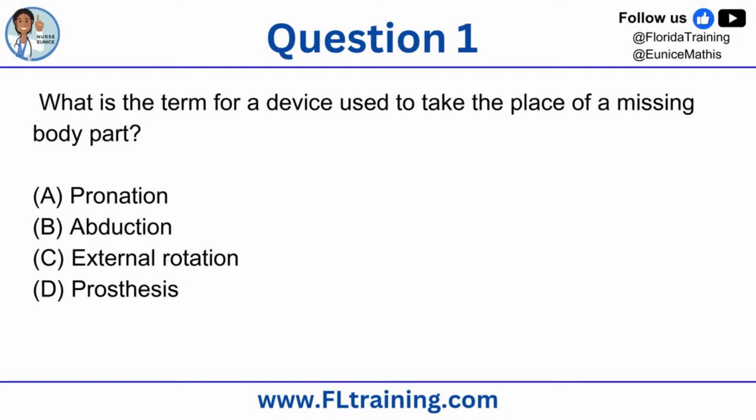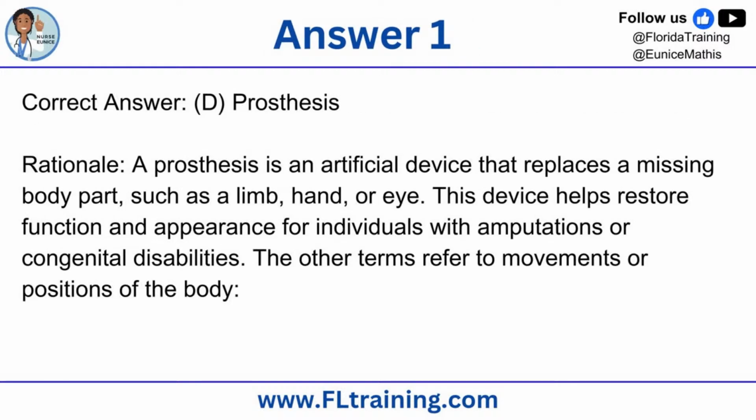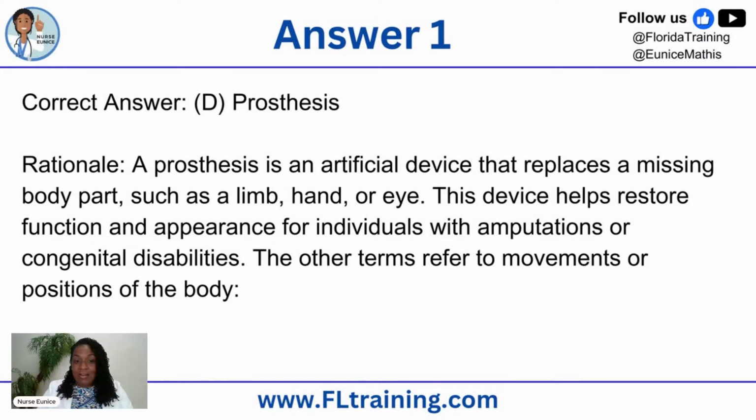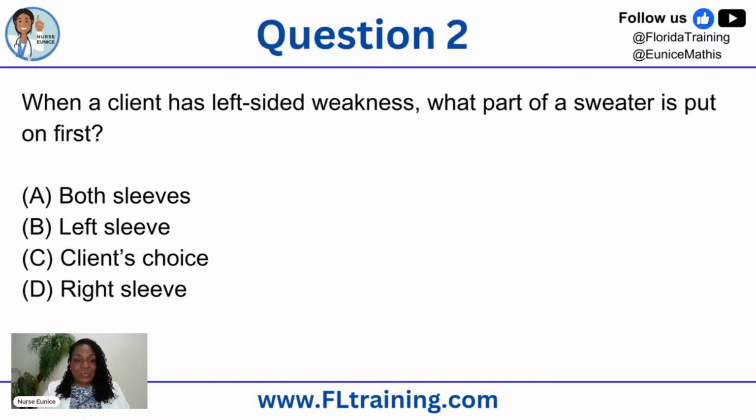So 3, 2, and yes. It is D as in dog. You are correct. It is prostheses. A prosthesis is an artificial device that replaces a missing body part, such as a limb, hand, or eye. The device helps to restore function and appearance for individuals with amputations or congenital disabilities. So if you answered D, you are correct.